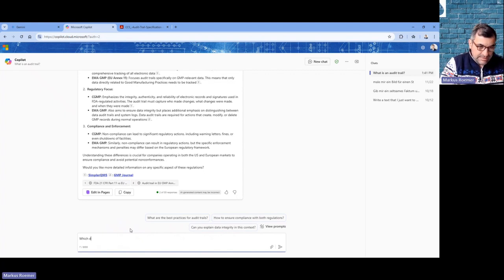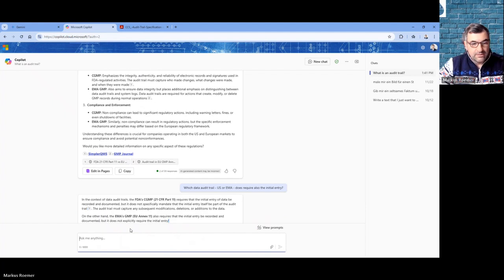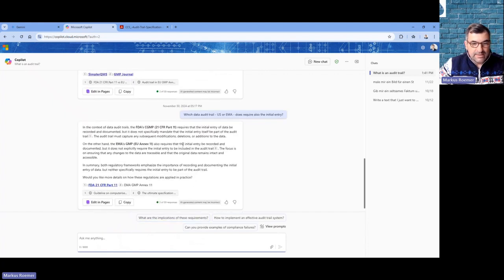Which data audit trail, US or EMA, does require also the initial entry? Should say the US one. On the other hand, also requires that the initial entry, no, that's not correct. Also requires that the initial entry be recorded and documented, but it does not explicitly require the initial entry to be included in the audit trail. Yeah, for sure we must. That was also 100 years ago we recorded the initial entry, but not as an audit trail. Don't mix that up.